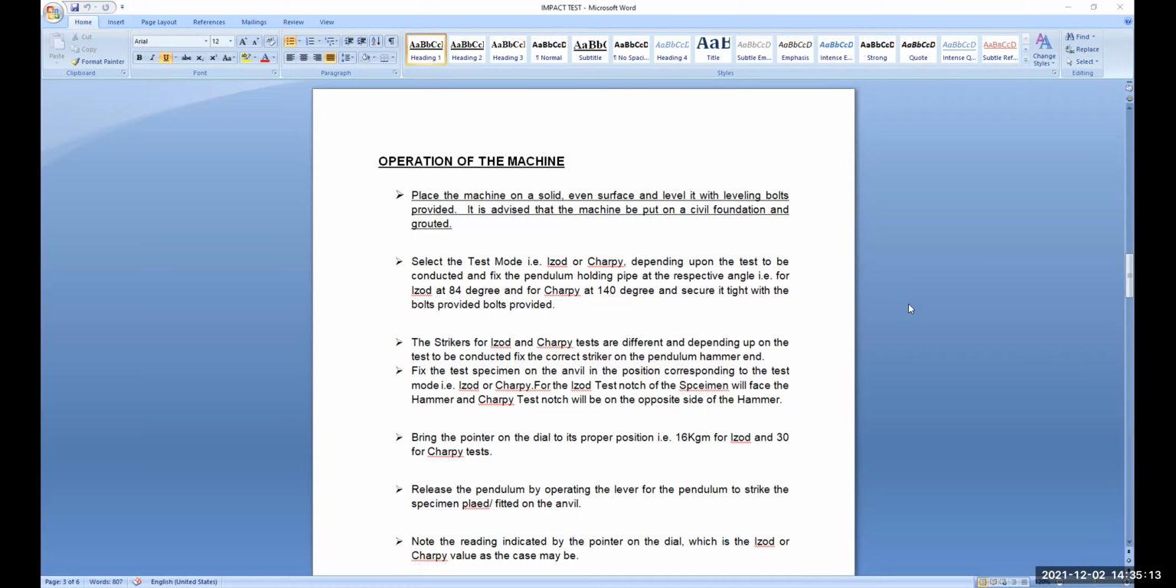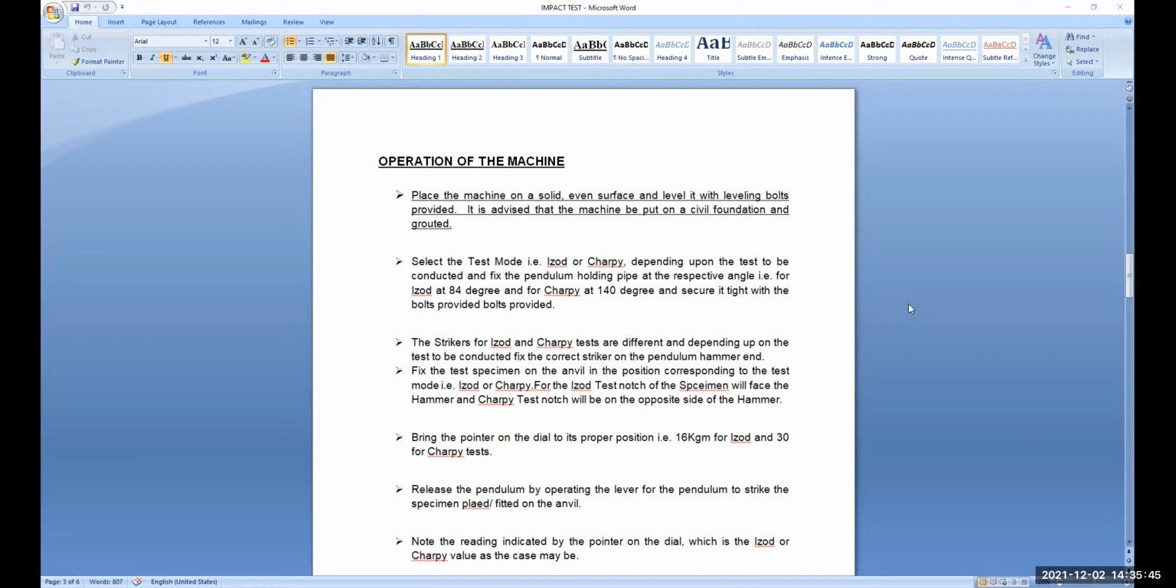First, we have to select according to the test mode, that is, either Izod or Charpy. We have to fix the pendulum holding pipe at the respective angle of the machine, which for Izod is 85 or 84 degrees with the vertical, and for Charpy 140 degrees with the vertical. And we have to fix it and secure it there perfectly with the bolts of the machine.